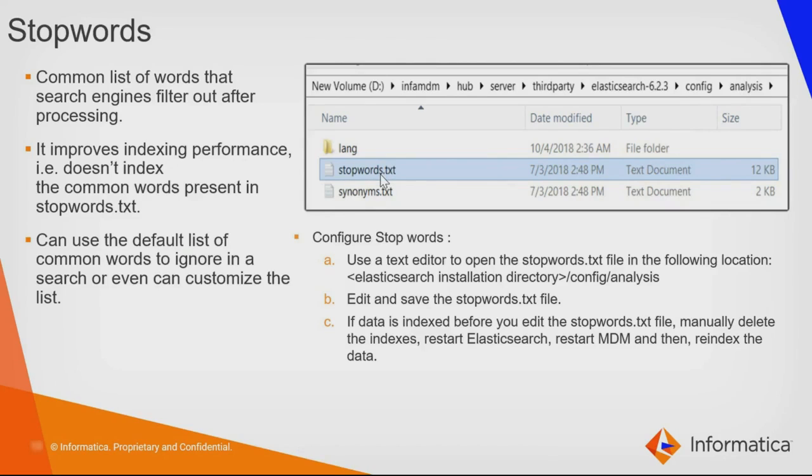Okay, so these are what we can call noise words. In the previous versions, we needed to explicitly dig into the siperian-mrm.ear to make any changes to this stopword.txt file. But from the MDM 10.3 release onwards, we can go to this path and make changes according to the business need. The important catch is that once we make any changes to this file, we need to manually delete the indexes, restart Elasticsearch, followed by restarting the MDM, and then reindex the data.